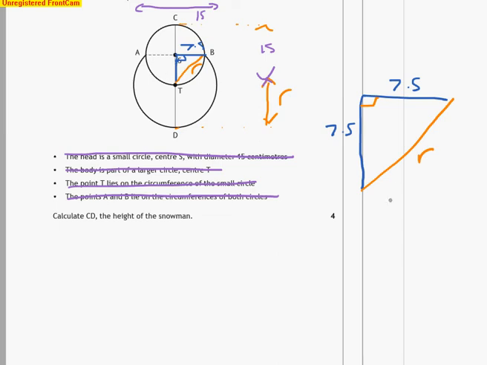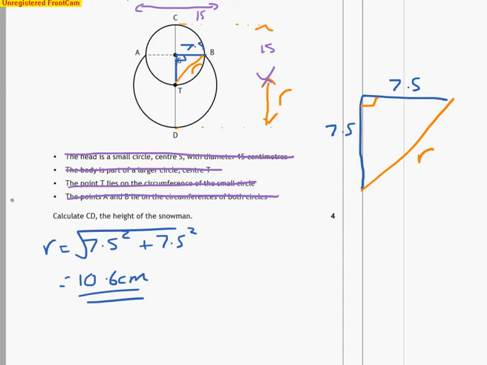Now once we've got this, let's write it out. So let's say the radius is equal to the square root of 7.5 squared plus 7.5 squared. Pythagoras. Let's get our calculators out for that. So what does that give us? 10.6. I'll just keep my units consistent as well. We've got centimetres here, so 10.6 centimetres. So that's the radius.